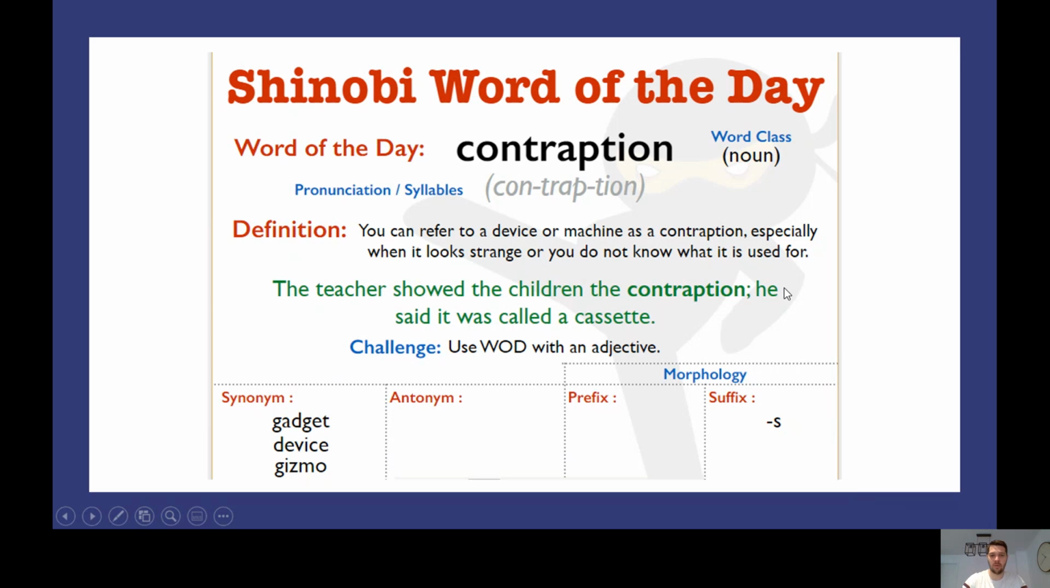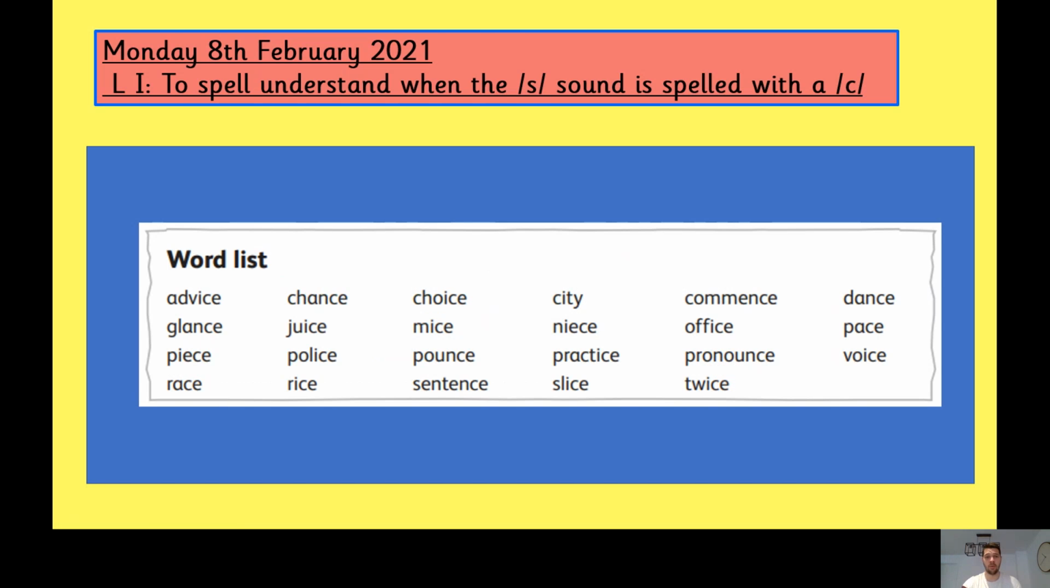So, moving on from this, we are going to be spelling words with the S sound, but when it is spelt with a C. Here's our word list. I'm going to go over these really quickly. Let's see if I don't get my tongue twisted. Advice, glance, peace, race, chance, juice, police, rice, choice, mice, pounce, sentence, city, niece, practice, slice, commence, office, pronounce, twice, dance, pace, and voice.